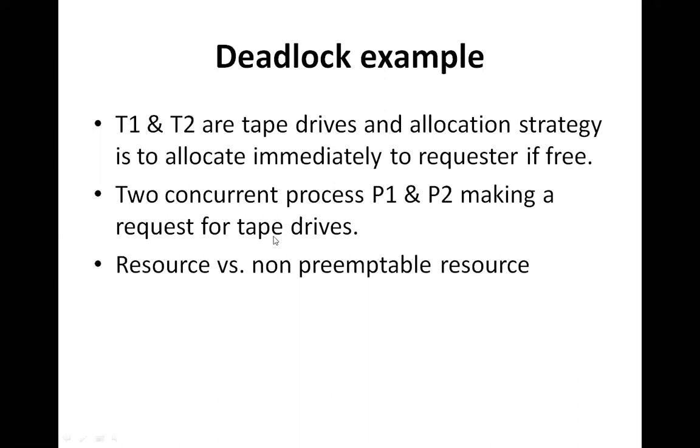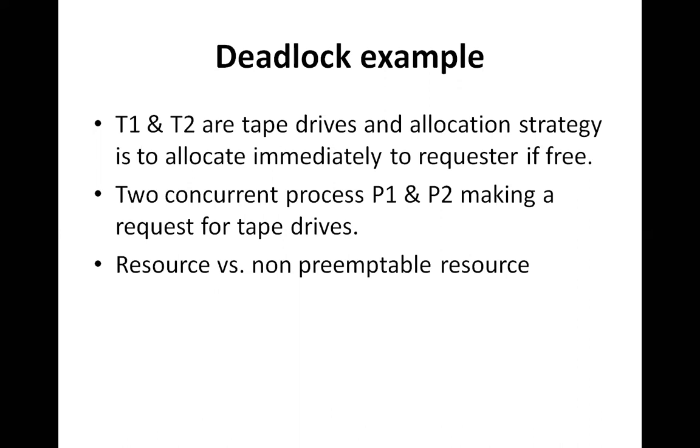Now suppose we have two concurrent processes, P1 and P2, which are making requests for these tape drives, T1 and T2, in a particular manner. In the first situation, P1 requests one tape drive and the system allocates T1 to it. The second situation is P2 also requesting one tape drive and the system allocates T2 to it, because it is the policy that whenever a request comes and the resource is free, it is immediately allotted.